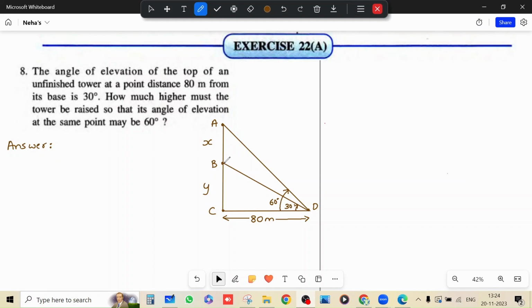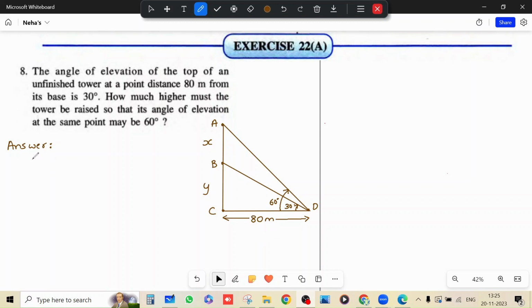At this particular time, the angle of elevation that it is making with the ground at point D is 30 degrees. So we have to find out till what height the tower should be raised, that is, what should be the height of the point A, such that the angle of elevation at point D is 60 degrees now. The distance between C and D is given as 80 meters.